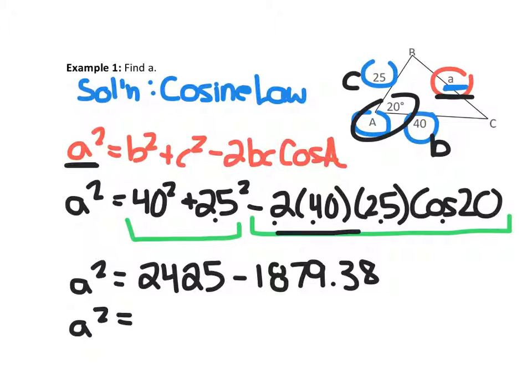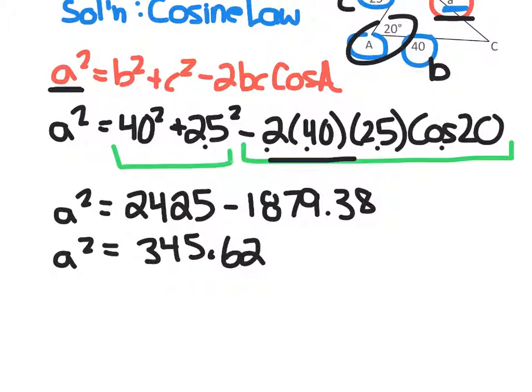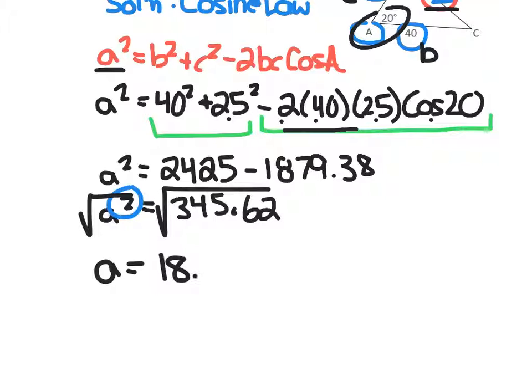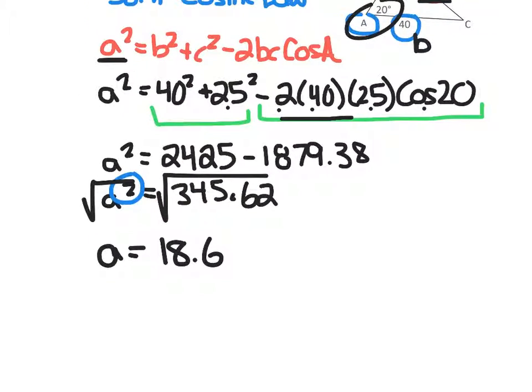And now I can subtract them. So I get a value of 345.62. But we're not quite done, because if you notice, there's a square value on the a, so we have to get rid of that. In order to do that, we square root our answer. And we're going to round to one decimal place, so we get 18.6. Is there units on this? No, there's not, so it's 18.6 as our answer to solve for little a.